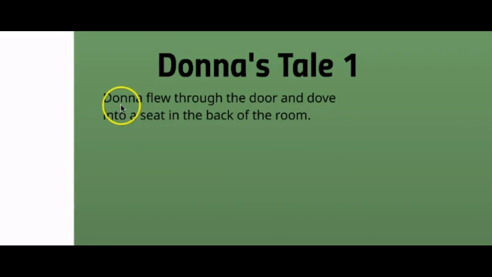So, for example, if I read this, "Donna flew through the door and dove." Well, if I stop right there and I see, okay, what flies and dives? Well, birds do. Maybe Donna's a bird. I might think that until I read this next sentence, "into a seat in the back of the room." So now I don't think Donna is a bird that's flying and diving. I think that Donna is a student going into a seat in the back of the room. I don't know if I'm right or wrong until I read the next section.